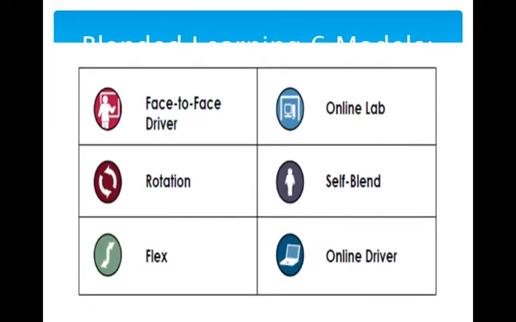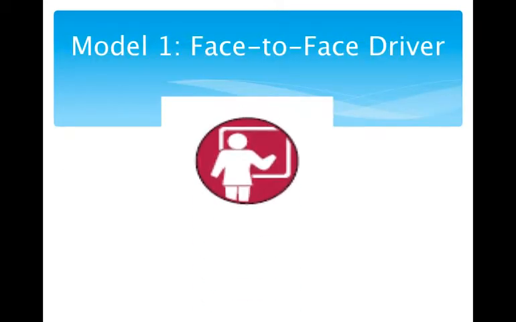Blended learning is comprised of 6 models, which are face-to-face driver, rotation, flex, online lab, self-blend, online driver. Model 1 is a face-to-face driver category that retains face-to-face teachers to deliver most of the curricula. The physical teacher deploys online learning on a case-by-case basis to supplement or remediate, often in the back of the classroom or in a technology lab.